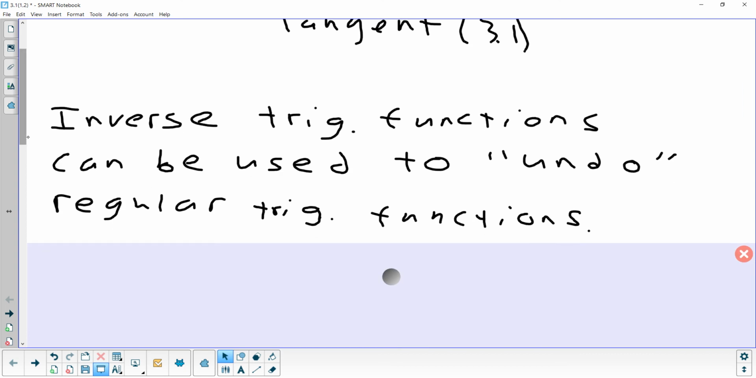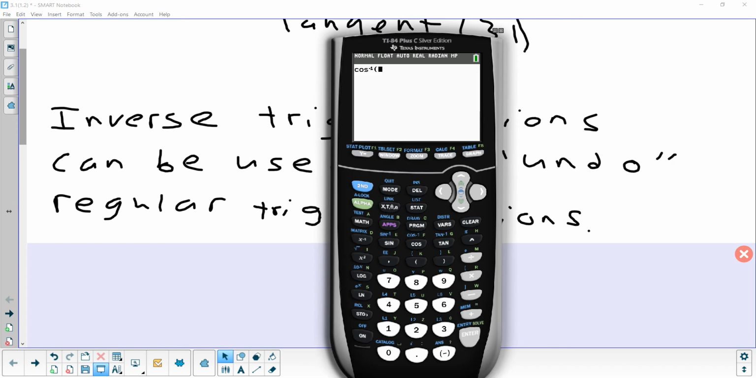Anytime that we do something in math, there's always a way to get back. There's always a way to undo what we just did. Sometimes that's not easy to figure out, but when you have addition, the operation that reverses that is subtraction. With multiplication, you have division.